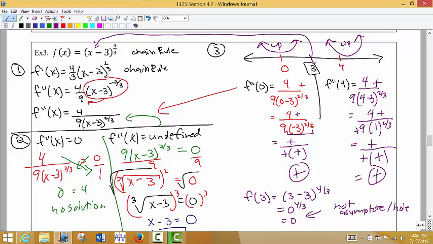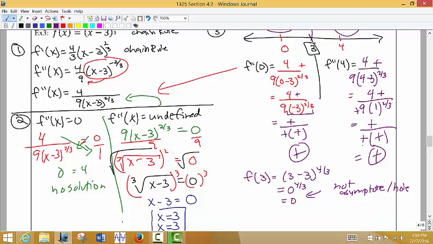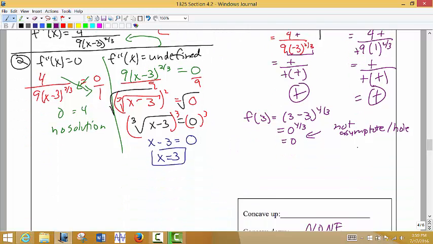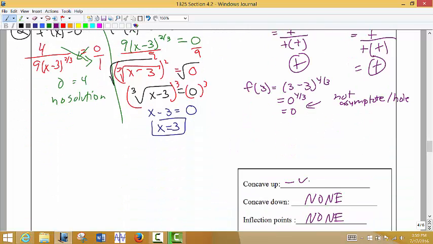So if 3 is included as part of the original function, it's a point on the graph, is not an asymptote, then we can actually include it within the interval, saying that it actually is concave up from negative infinity to positive infinity. So it's actually concave up for the entire graph.